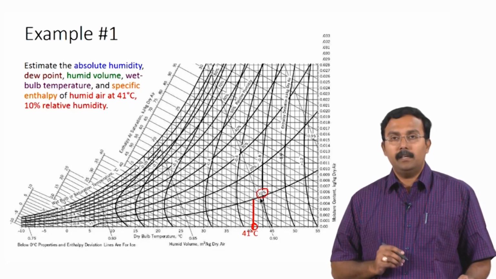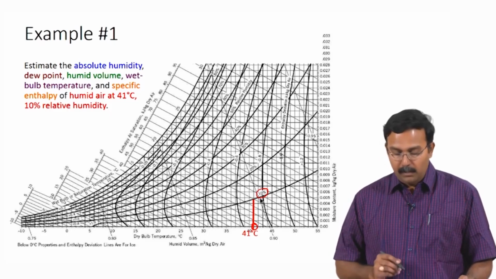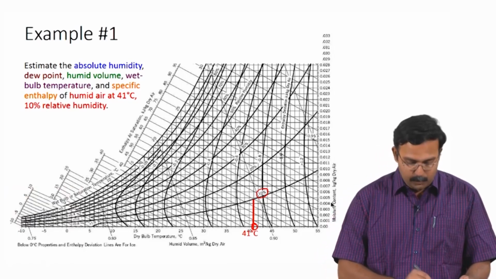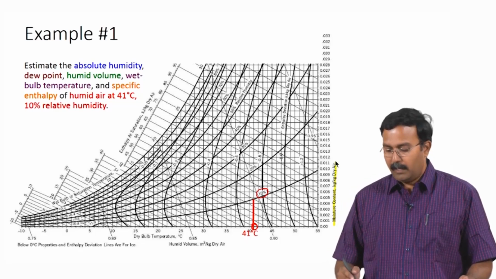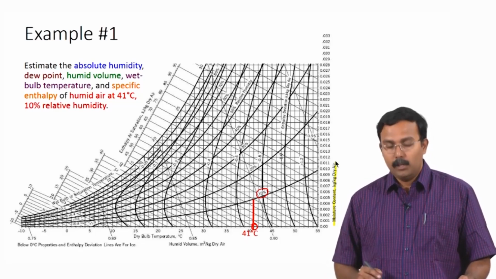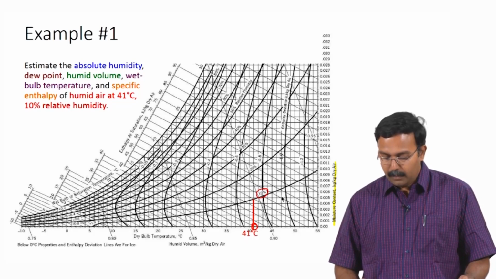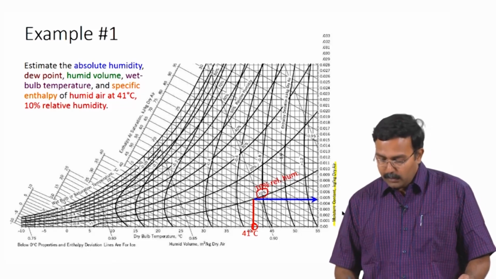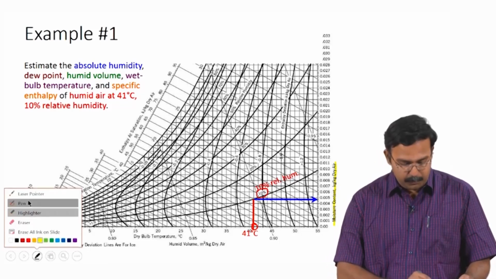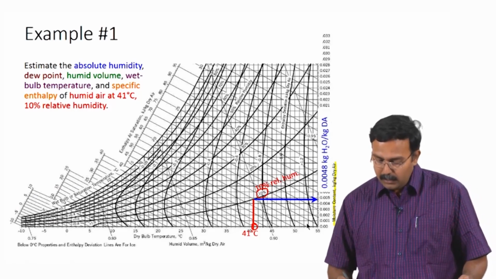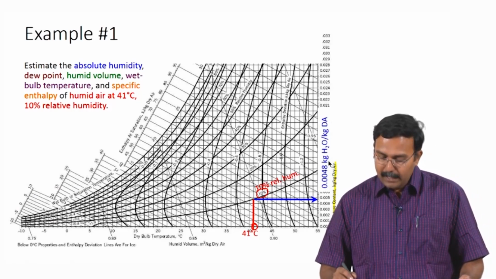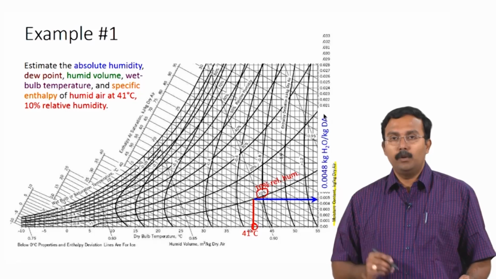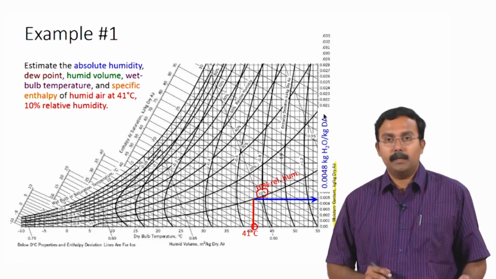The first thing we need to identify is the absolute humidity, which is given on your y axis here. Because you have the absolute humidity on your y axis, you would draw a line from this point all the way to the y axis. That value can be identified from this particular axis. This is 0.0048 kilograms of water per kilogram of dry air. So, that is the absolute humidity, and you can get that directly from the psychrometric chart.